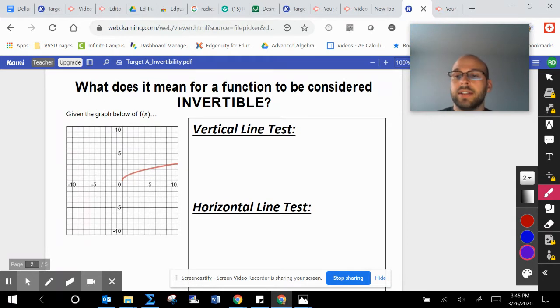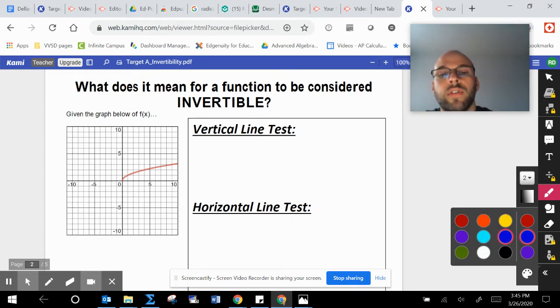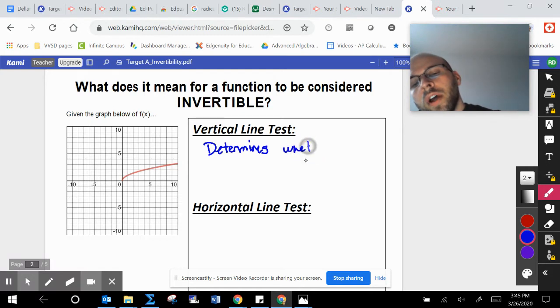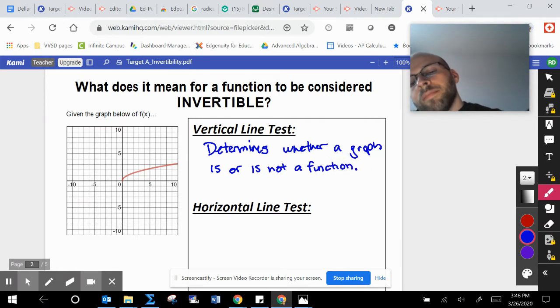The vertical line test will tell me whether or not the original graph is a function. So I'm going to write that down here so you can refer back to it later. A vertical line test determines whether a graph is or is not a function. And this should be something that you're familiar with. You've probably heard the phrase before: for every input, you can have only one output.